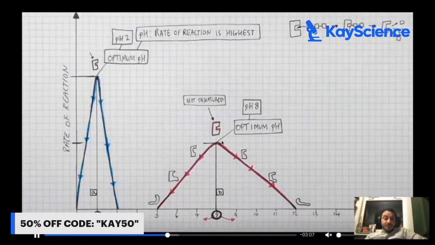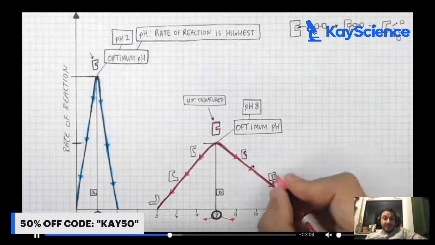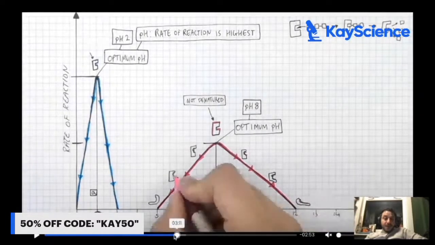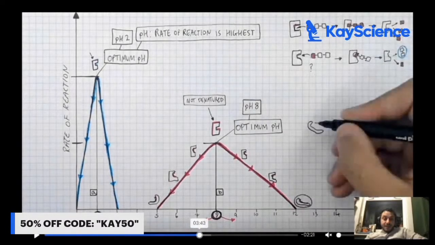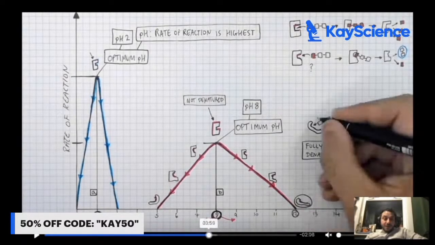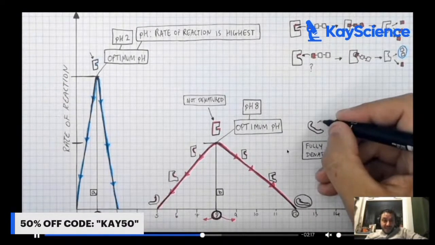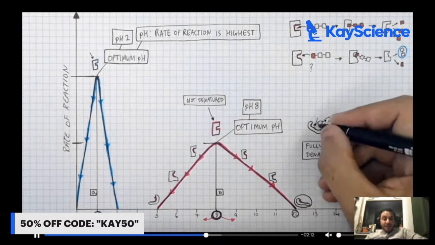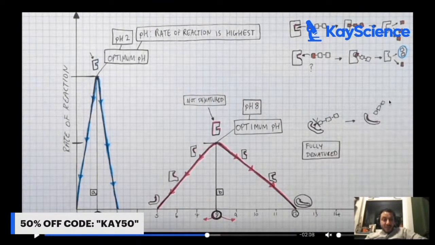If you increase the pH above the optimum pH, the enzyme's active site denatures. You can see that there. This means that less substrate can bind the denatured enzyme. It will not bind it. Therefore, the substrate is not broken down.